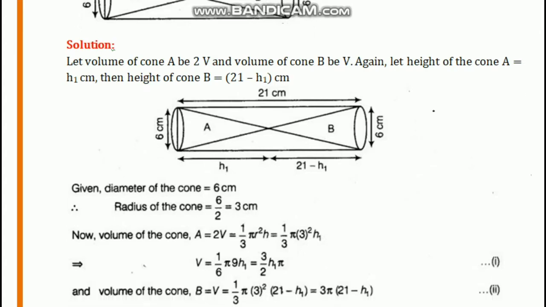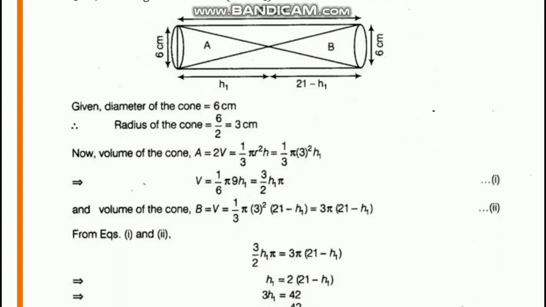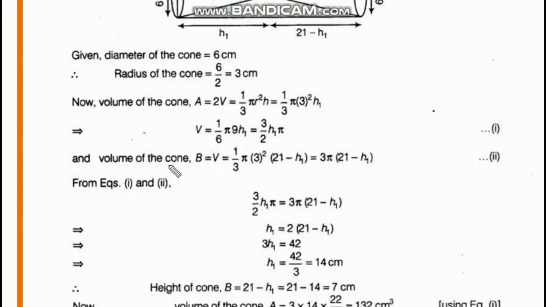Next we need to find the volume of cone B. The ratio is 1, so directly we can take V equal to 1 by 3 pi r square h, and the height we already took as 21 minus h1. Then simplifying, the 3 cancels, so the remaining is 3 pi into 21 minus h1. Now the volumes are equal, so we can equate these two equations, because the volumes are equal.